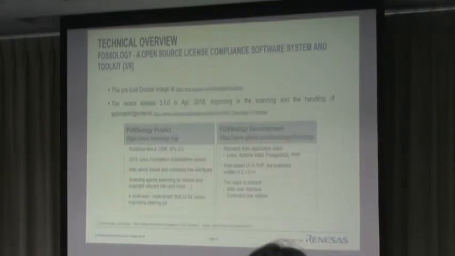About FOSSology, basically FOSSology is a copyright and license scanner that works on the source code, and it's easy to deploy FOSSology by using the Dockerfile. We can review license, copyright, and correct the finding if necessary.